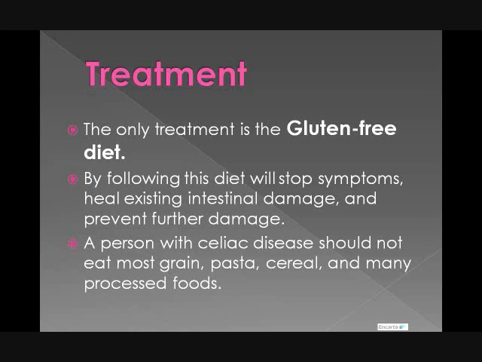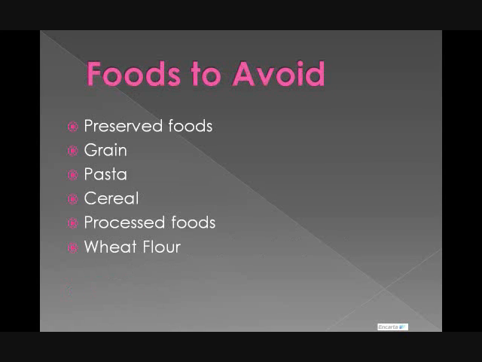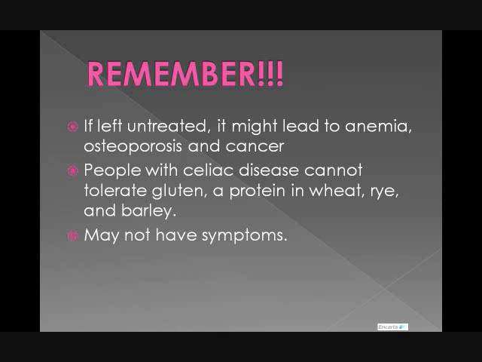eating foods with gluten. So the foods that are allowed to you are potato, rice, soy, buckwheat, bean flour, plain meat, fish, fruits, and vegetables, and also tapioca. Foods to avoid, or the foods that you should not eat, are preserved foods, grain, pastas, cereals, processed foods, and wheat flour. Once you adhere to this diet, there is a great possibility that the damaged villi will heal and further damage will be prevented.